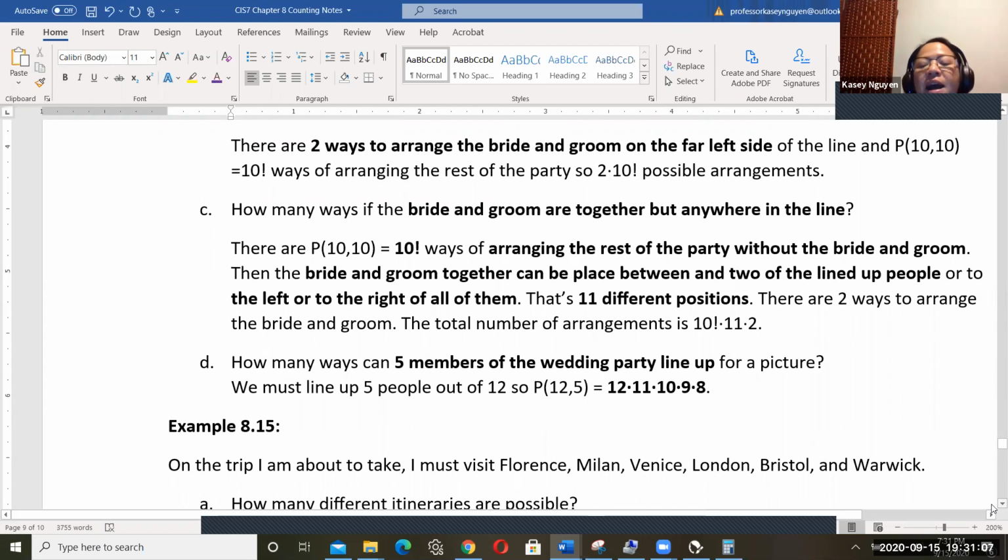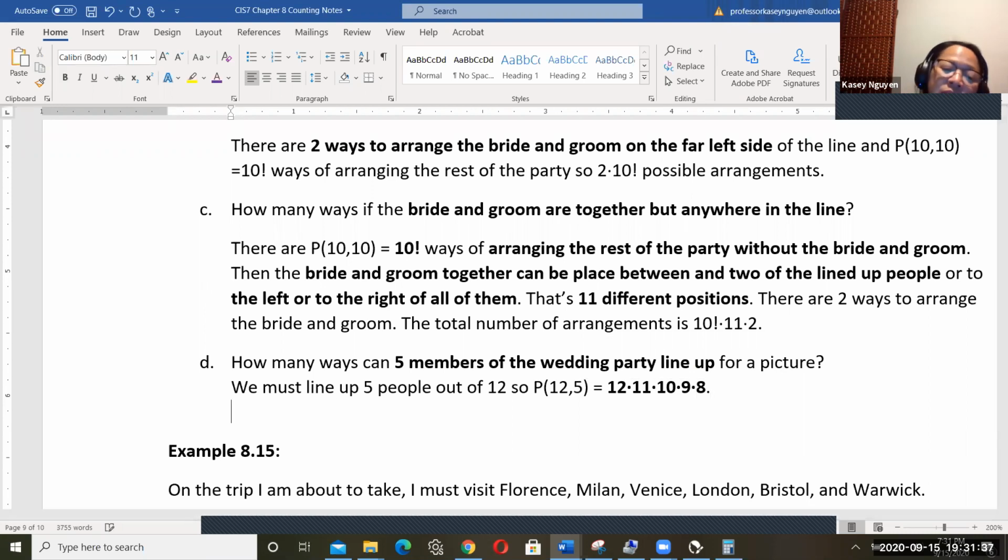And if you have 5 people taking pictures, then you would choose 5. So here, what we're doing is we're choosing 5 out of the 12. So your R is 5 and your N is 12. So earlier we saw that we did this 12 times 11 times 10 times 9 times 8. We stop at 8 because that gives us 5, right?